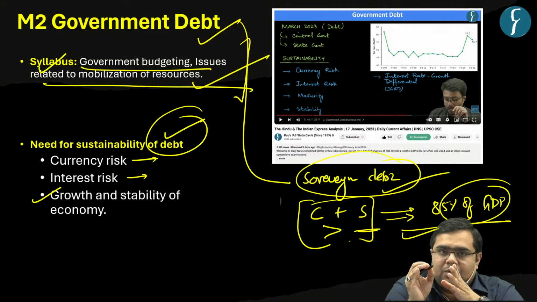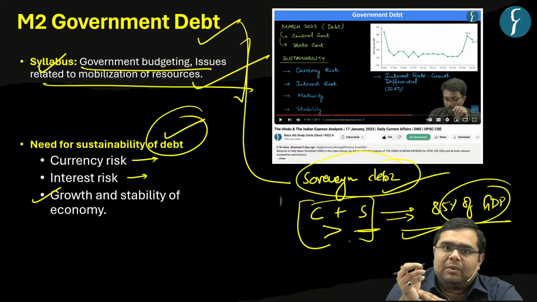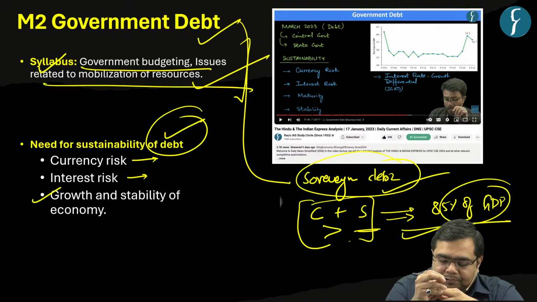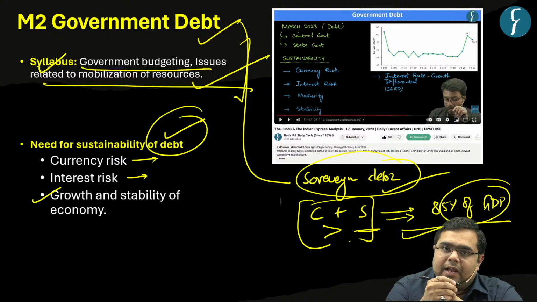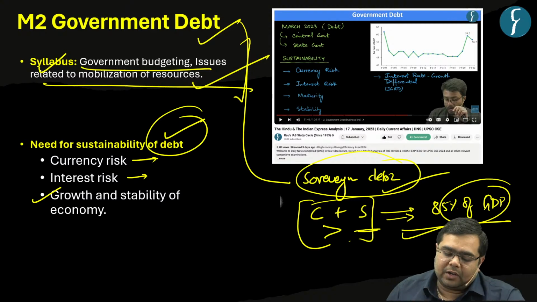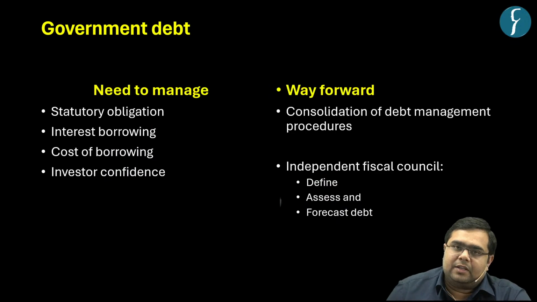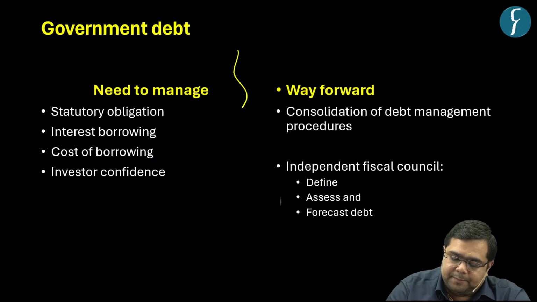So but these loans at the end of the day have to be paid back. If the government debts are again unsustainable, it creates a situation where our sovereign ranking and image gets tarnished, that we are not able to service the debt, right? So for the growth and stability of our Indian economy, we need sustainability of debt.